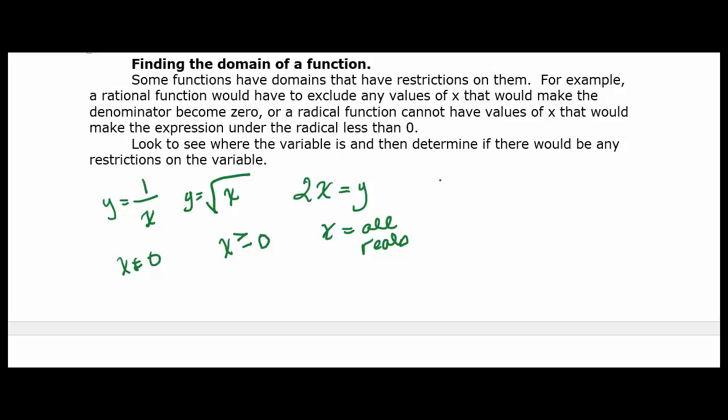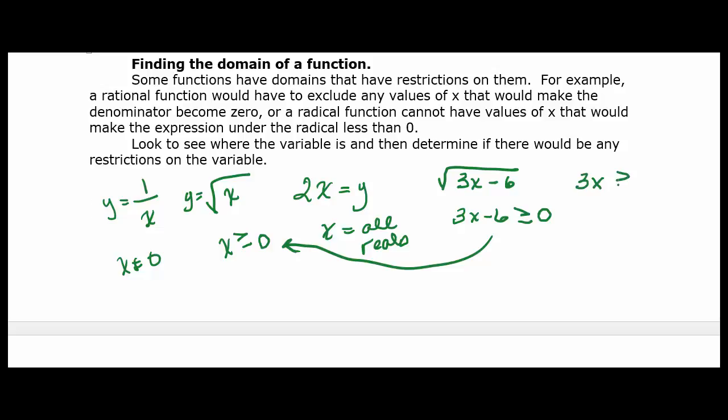And if I had, let's try another one. If I had the square root of 3x minus 6, then we would say that 3x minus 6, again, has to be greater than or equal to 0. It goes back to this idea. So that then tells me if I solve, 3x is going to be greater than or equal to positive 6 when I add. And x, I'm dividing by a positive, so it's greater than or equal to 2.